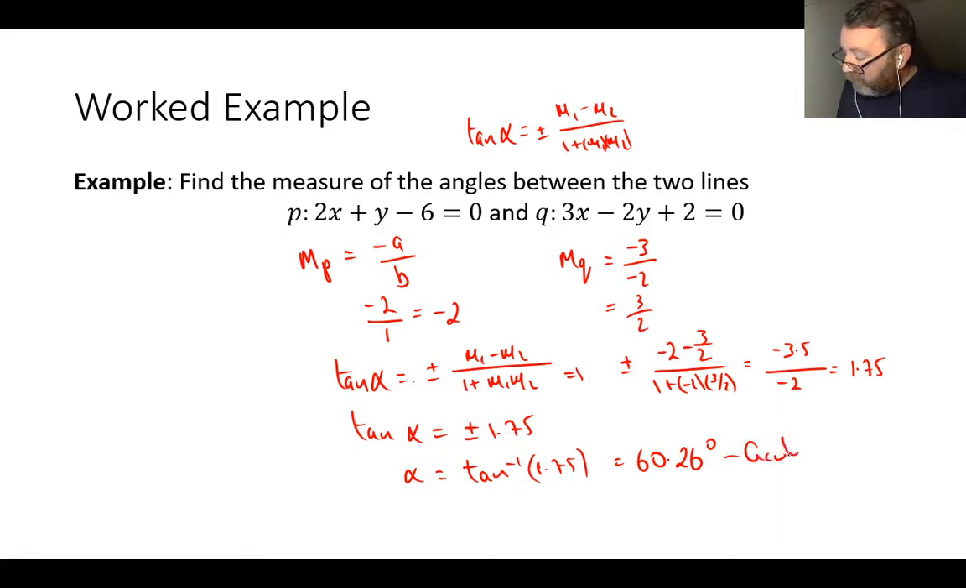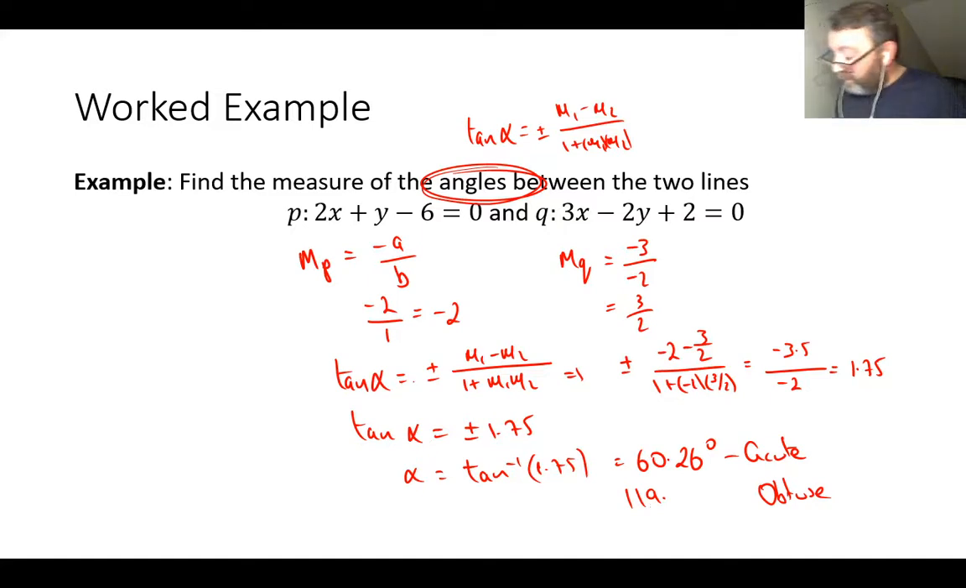Now, go back to the question. Find the measure of the angles. What's the other one? Well, it's the obtuse angle. Okay, so to get the obtuse angle, all I've got to do is take 180 and subtract the answer I've just got, which again gives me 119.74 degrees. And that's it.